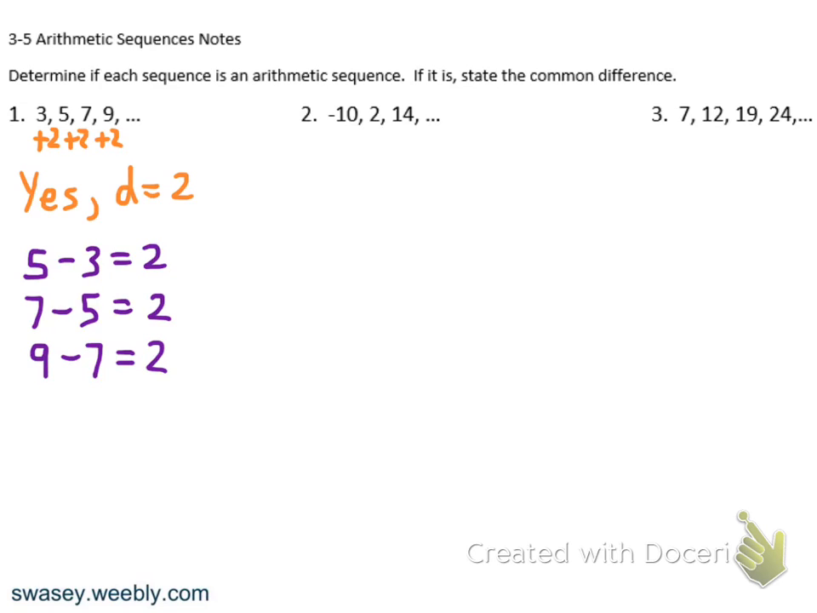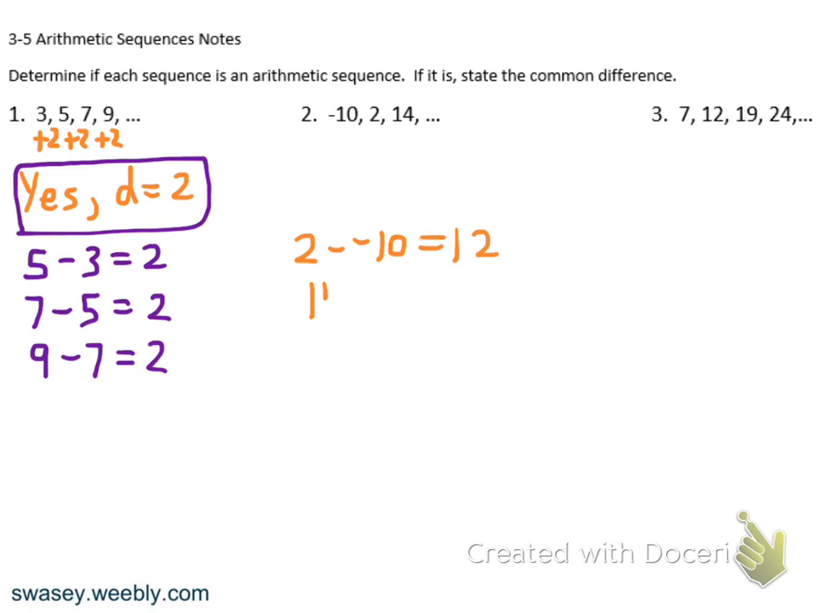On problem number 2, if you can't tell what it is, then just subtract. So we'll take 2 minus a negative 10. That's the same as 2 plus 10, which is 12. 14 minus 2 is 12. So we have a common difference of 12. Now these common differences can be positive or negative. So sometimes we'll see it as a negative.